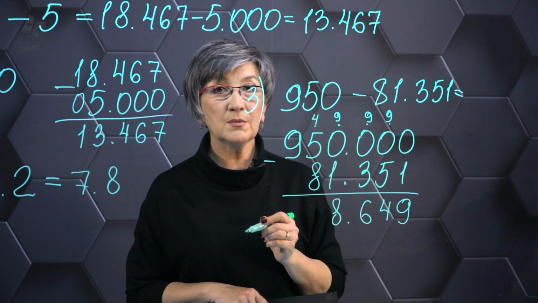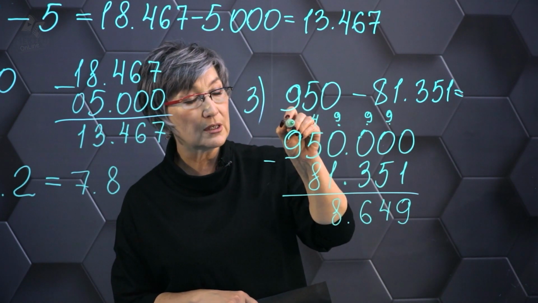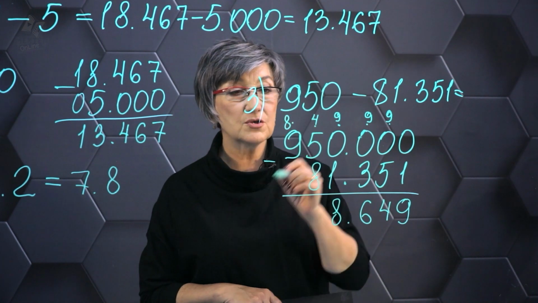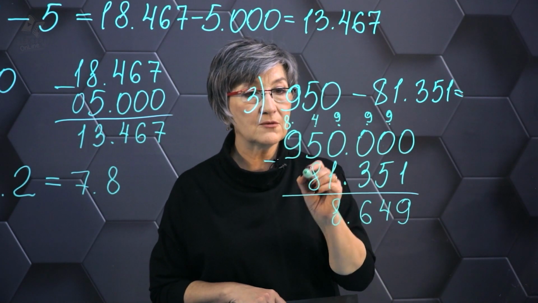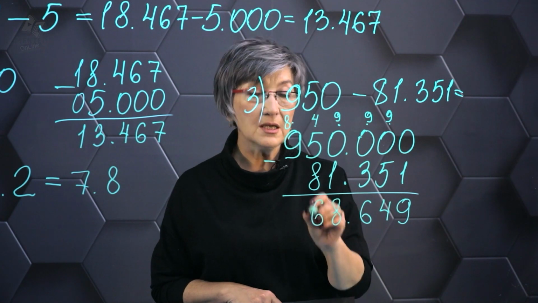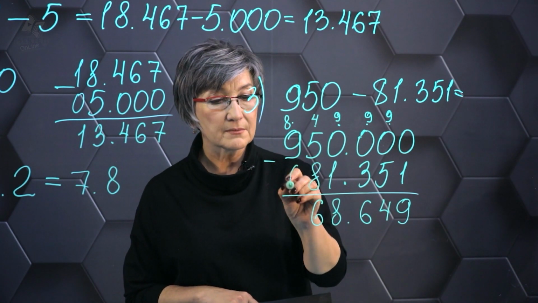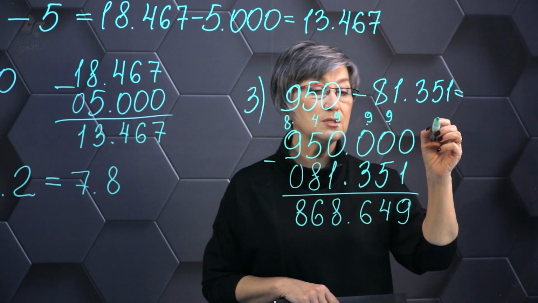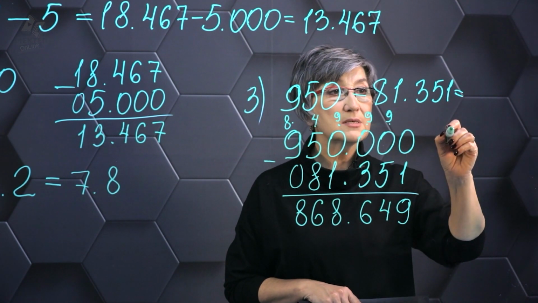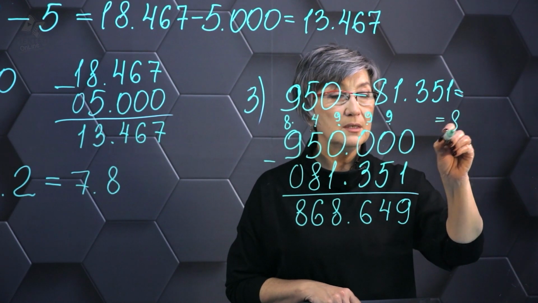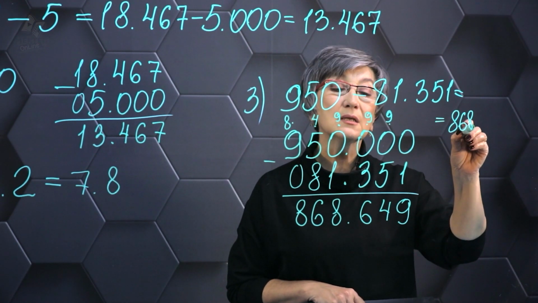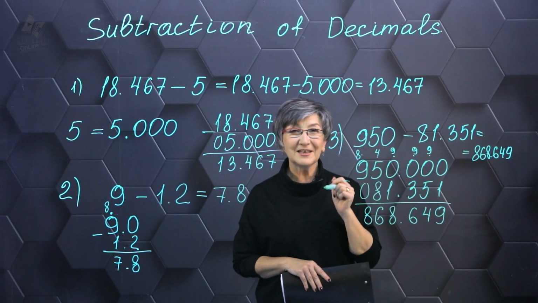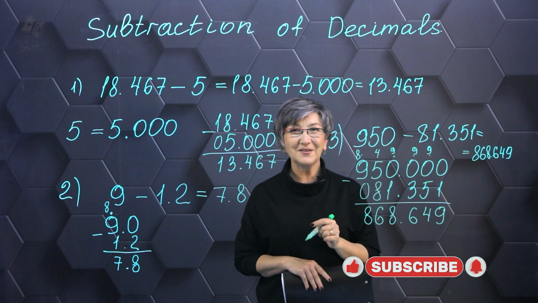Again, I can't subtract 8 from 4, so I have to borrow from the 9 to do that. Here not 9 remains, but 8. 14 minus 8 is 6. And from 8 take away 0. That's 8. The result is the following answer: 868.649. When solving such examples, be very careful.